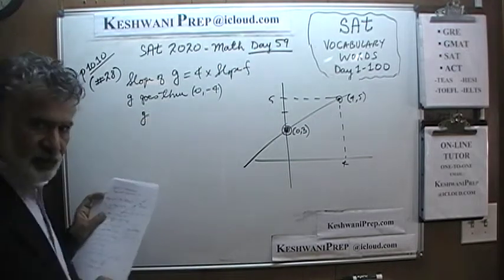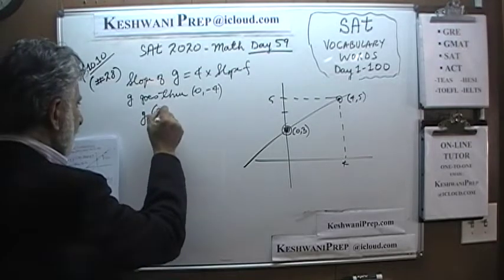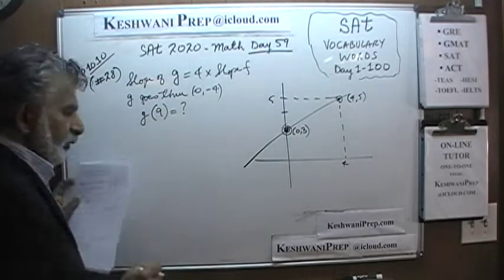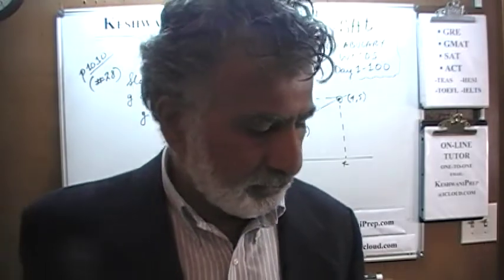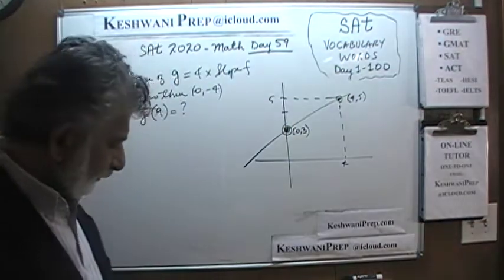And the question that they're asking is very straightforward. What's the value of function g when x is equal to 9? In other words, what is g of 9? What's the value of the function g when x is equal to 9? Let's go through it, shall we?